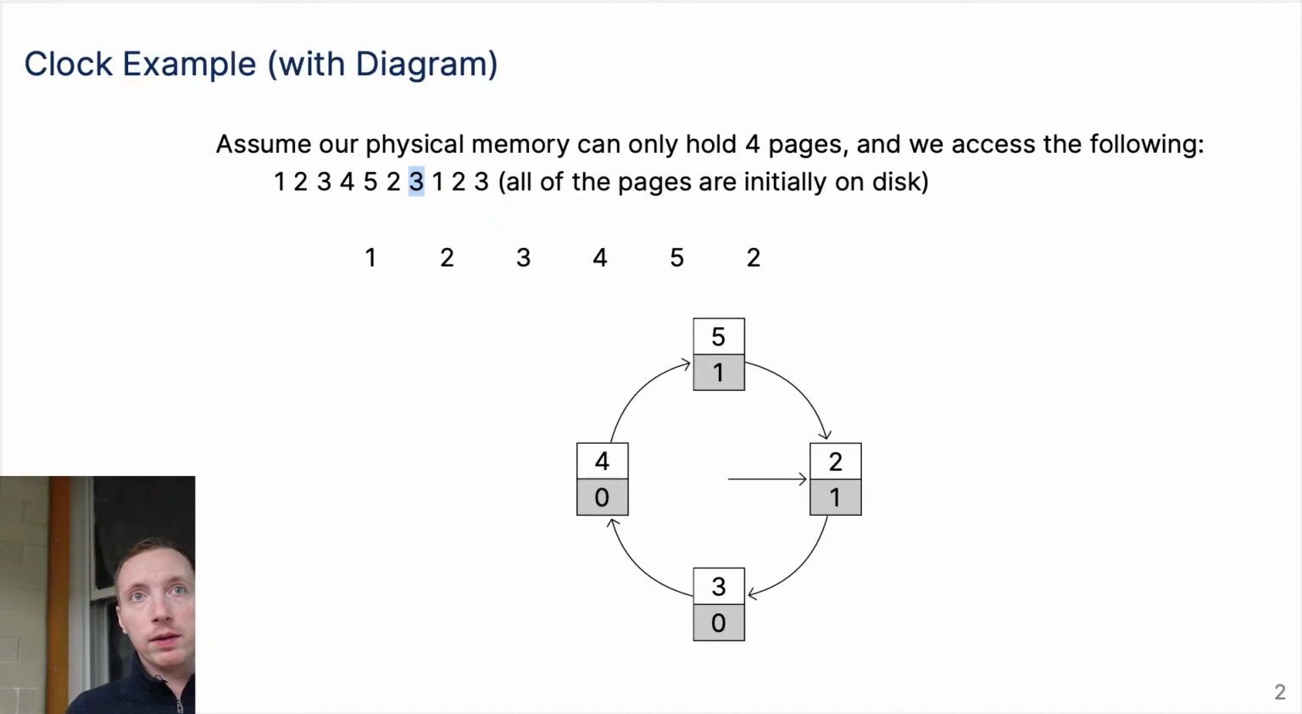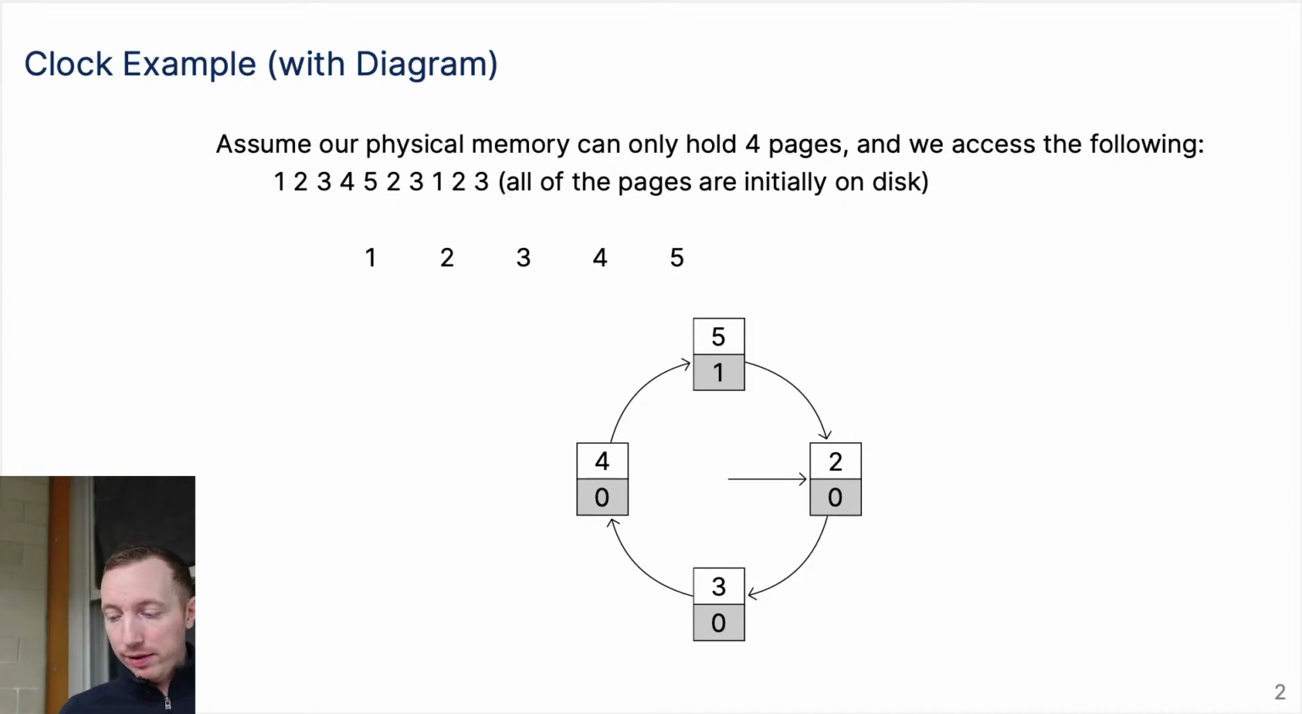No. So right here, after we insert page 5, the iterator points to the element after the 5. If it pointed to the 5, that would be kind of silly, because next time we try to swap in something, it would try and replace the thing we just put in. So we wouldn't want to do that. That's why after we put it in, we advance the hand 1.